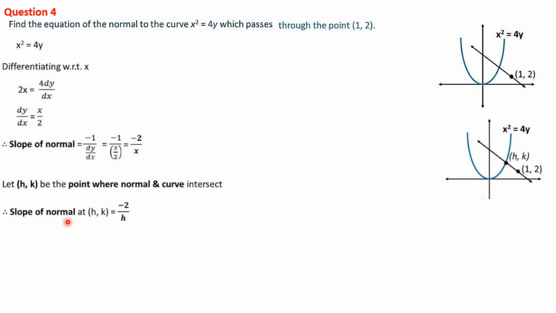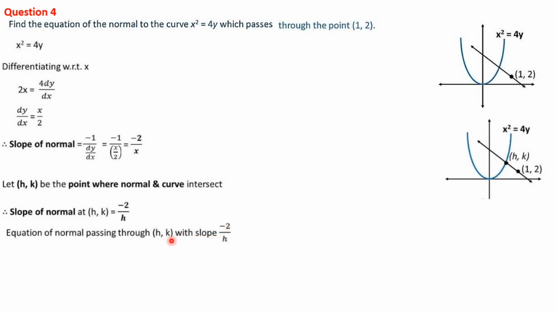Then the slope of the normal at (h, k). Slope of the normal at (h, k) means the slope at this point, which is what we are going to calculate. Simple, just replace x and put h. Minus 2 divided by x is the slope of the normal, so replacing x with h, we get minus 2 divided by h.